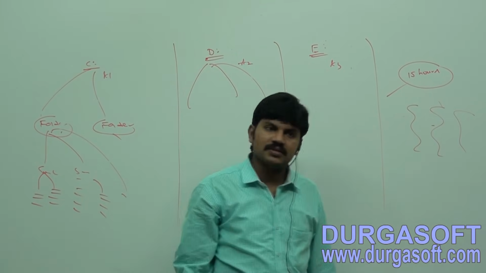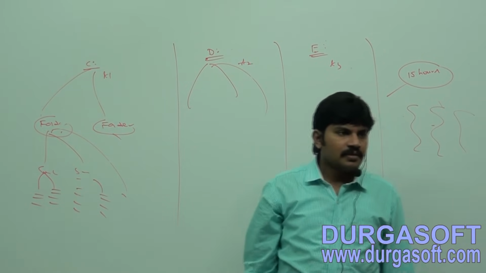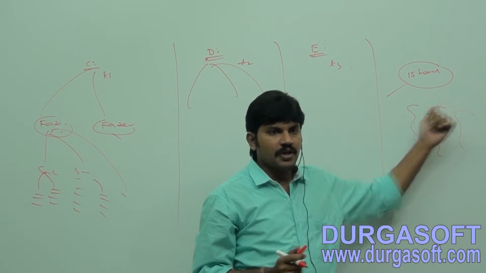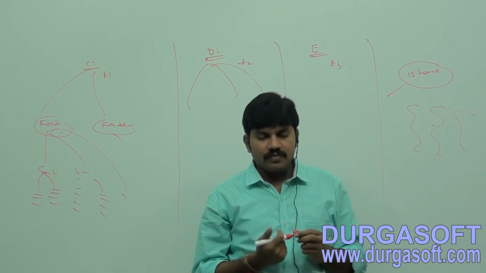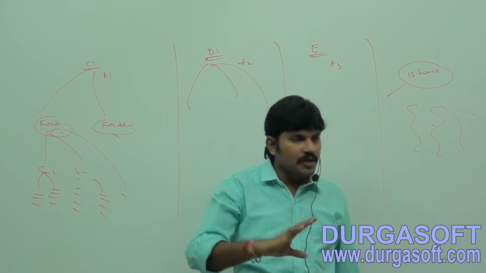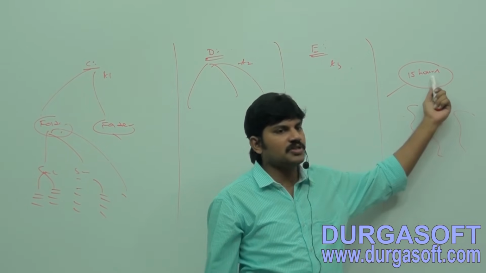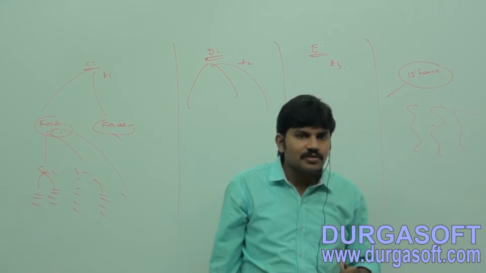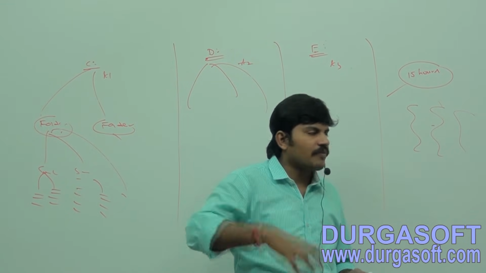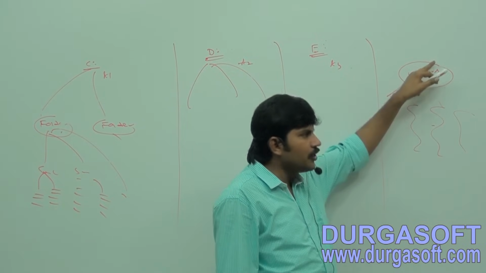Then I sent this application to the client. The client felt very happy. Oh, 50 hours to 15 hours. But Durga, 15 hours is still too large. This much time we don't want. Is there any chance to improve the response time further? Is it possible to reduce the time?